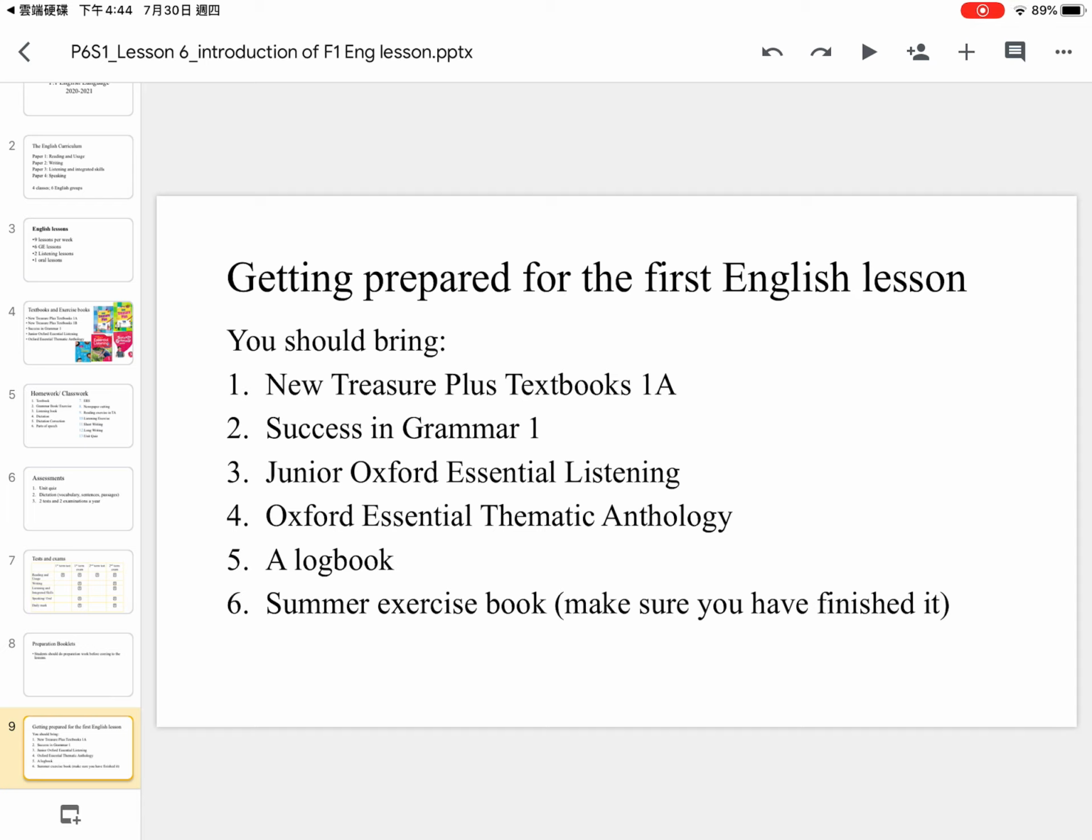And the last thing is make sure that you have finished the summer exercise books. The teacher will collect your summer exercise book in the first lesson. So make sure that you have finished all of it. Maybe for some of the exercises about games or activities which can only be used in normal lessons, you can skip those. But for all the other exercises, make sure that you have finished them and brought them with you for the first English lesson.